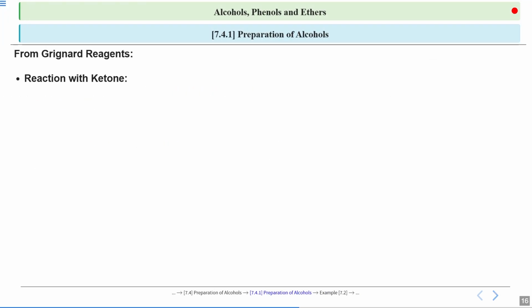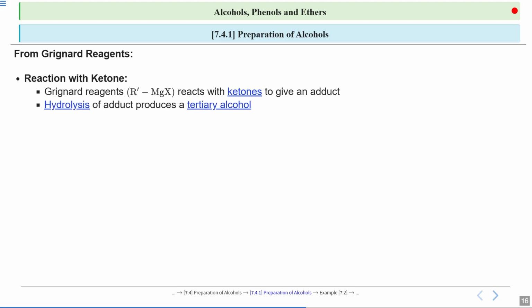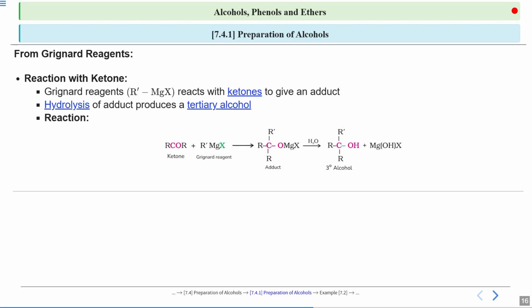Now let's take another carbonyl compound, that is ketone. When the reaction of ketone with the Grignard reagent happens, it gives us an adduct. And then, similarly, the adduct will undergo the hydrolysis process to produce a tertiary alcohol. Now ketones give us tertiary alcohols after the reaction with Grignard reagent. If you see the reaction, we have ketone RC double bond O R plus R prime MgX, which is a Grignard reagent. They react with each other and form an adduct, RCR prime R OMgX.